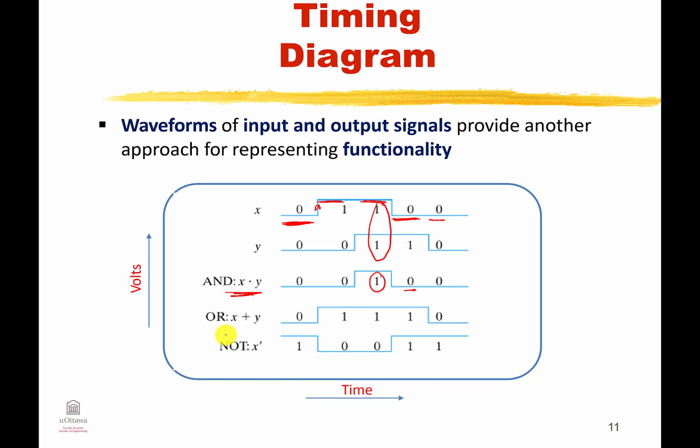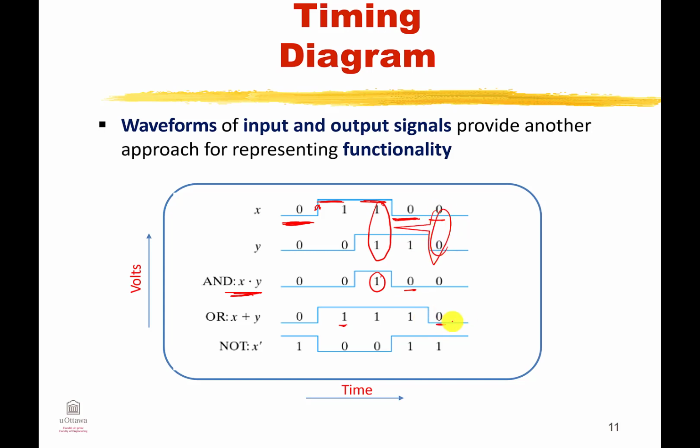If I would like to get the OR, so 0 ORed with 0 is 0. If any of them is 1, I'm going to get 1 here. If both of them are 1, I'm going to get 1. Here y is 1 and x is 0, so I'm going to get 1. And when both of them are zeros again, I'm going to get 0.